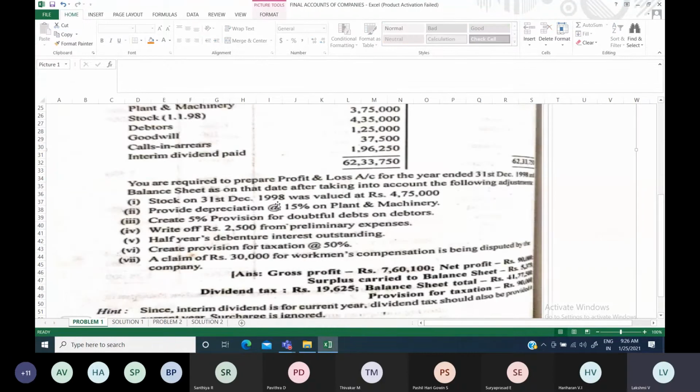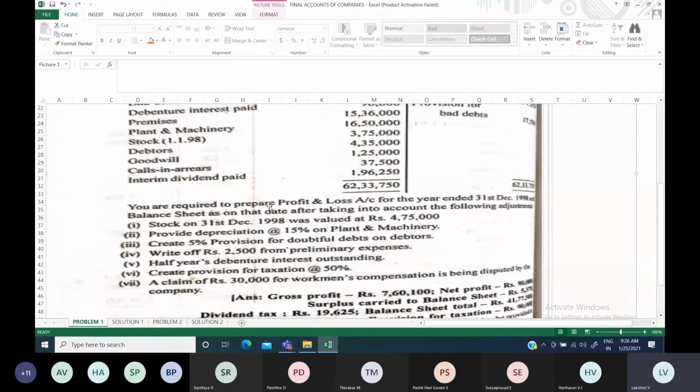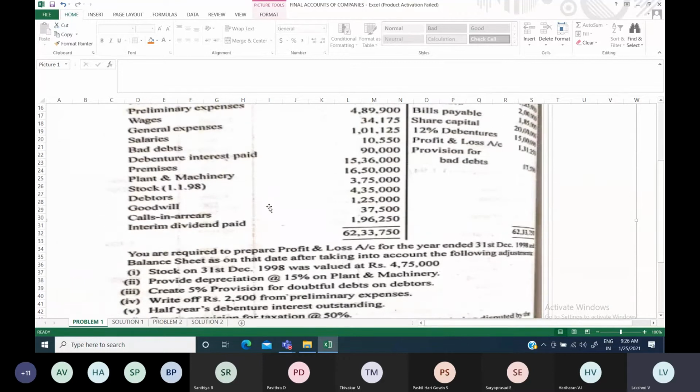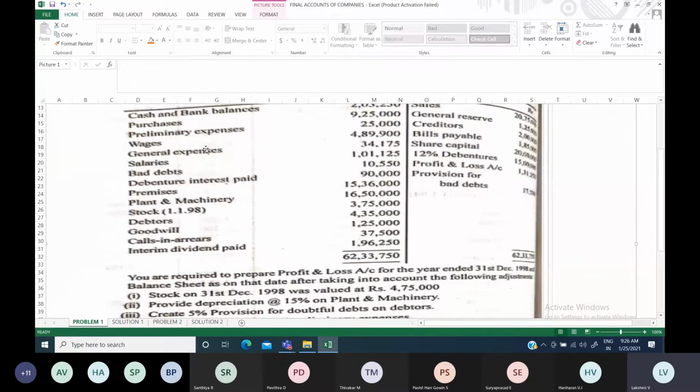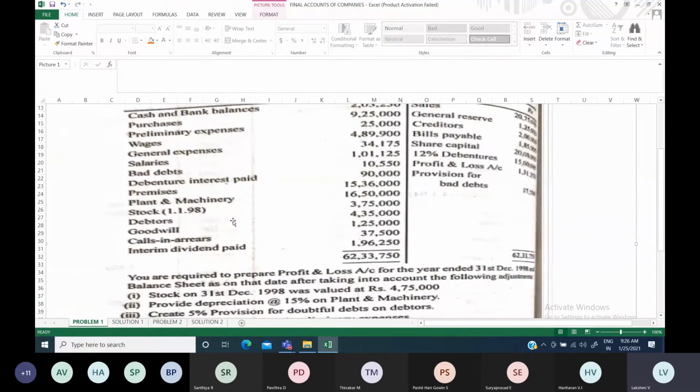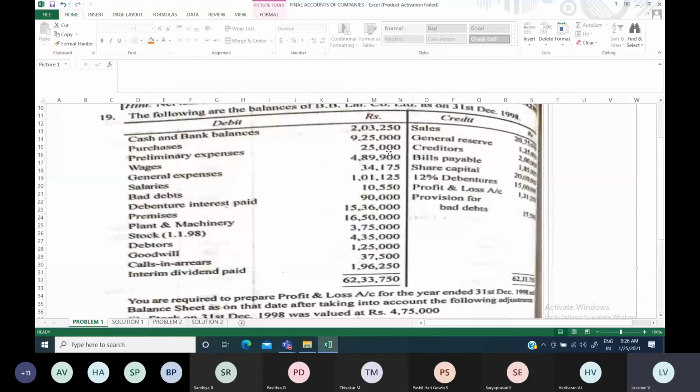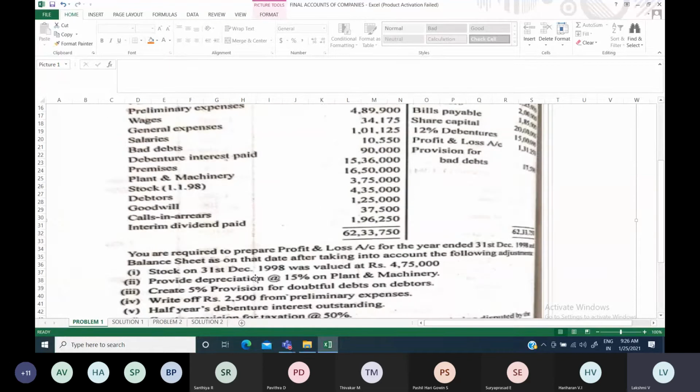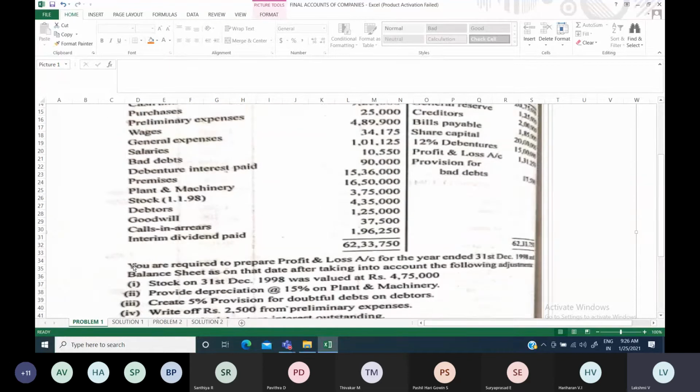Any doubts you have in this? Since I already explained the question to you, I'm going a little bit fast. So preliminary expenses I have seen here, and I have gone through the adjustment here also. Preliminary expenses written off is there, so only this amount will be taken. In the balance sheet, this amount 25,000 minus this 2,500 we will be showing, which we can see later on.